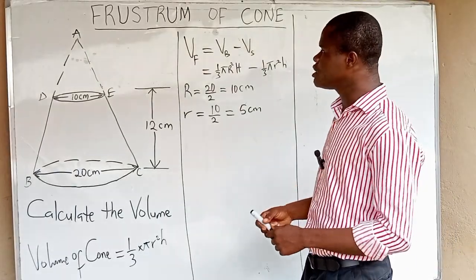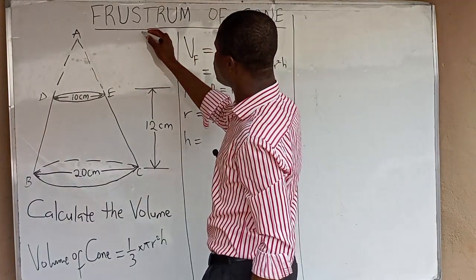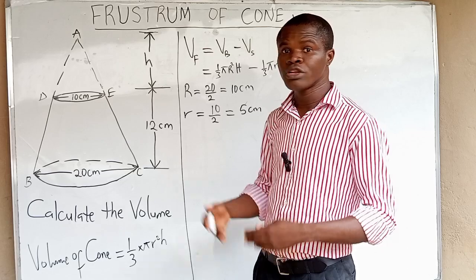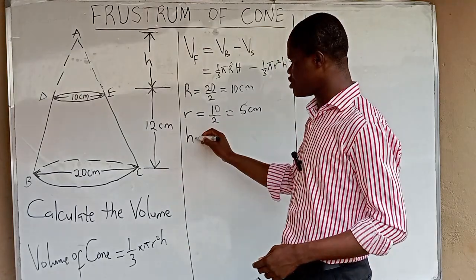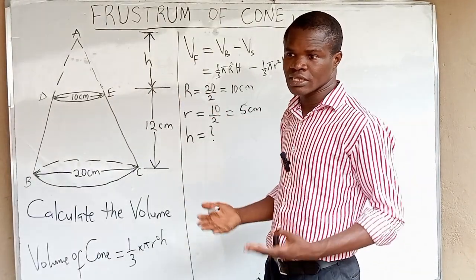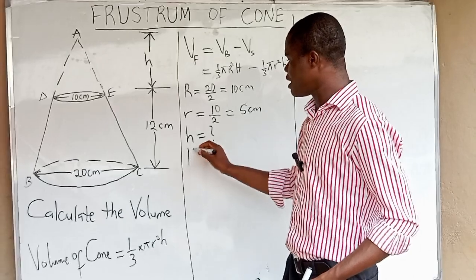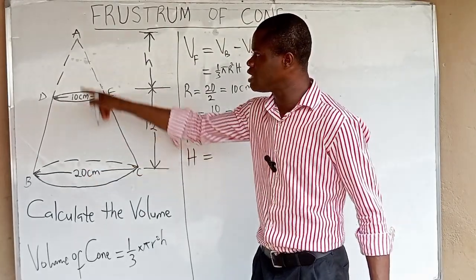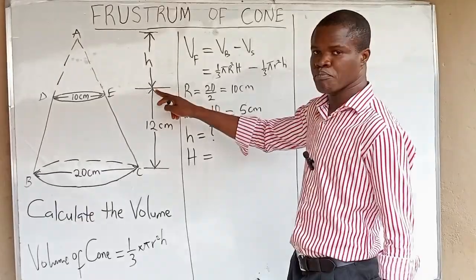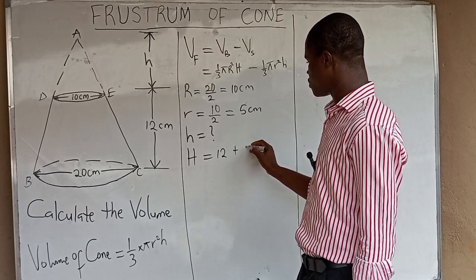The next information we need here is the height of the smaller cone. Let's call it h. The height of the smaller cone is not given, so we leave it as h. We don't know what it is; this small letter h is not yet given. The next parameter we'll be needing is the bigger height. The bigger height is from here to here, which is the same thing as from here to here plus from here to here. That is to say, 12 plus h.